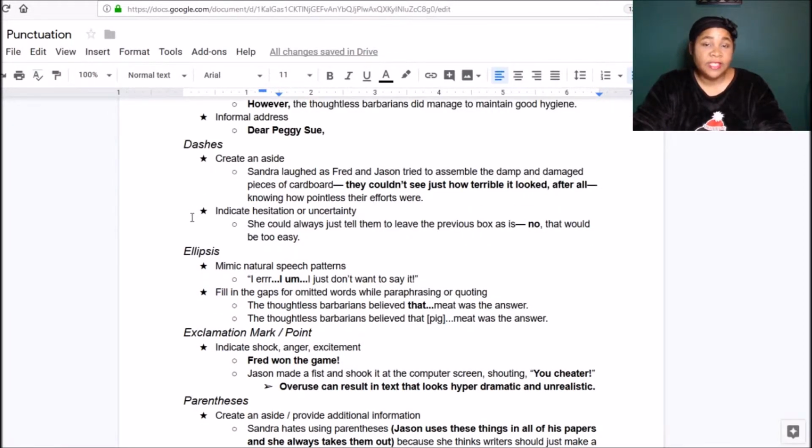I apologize in advance if I get off track because I don't like these. I really, really despise dashes because they're boring. And the idea is they're supposed to be used to create an aside and provide information. But to me, it distracts the reader. It's like you're walking down the street and all of a sudden you stumble over a dash. Like, whoa. But if you want to use them, you can use them to create an aside.